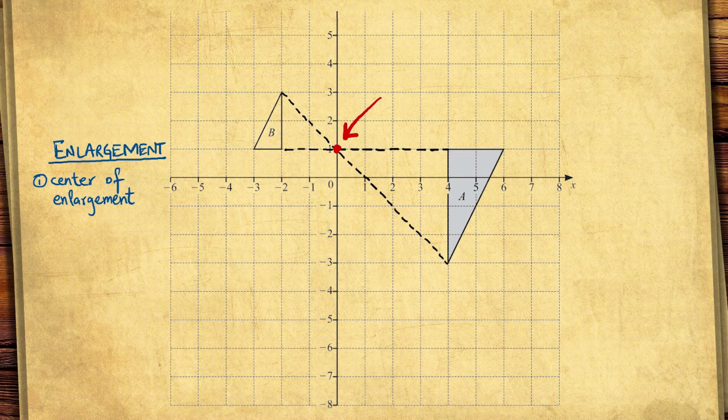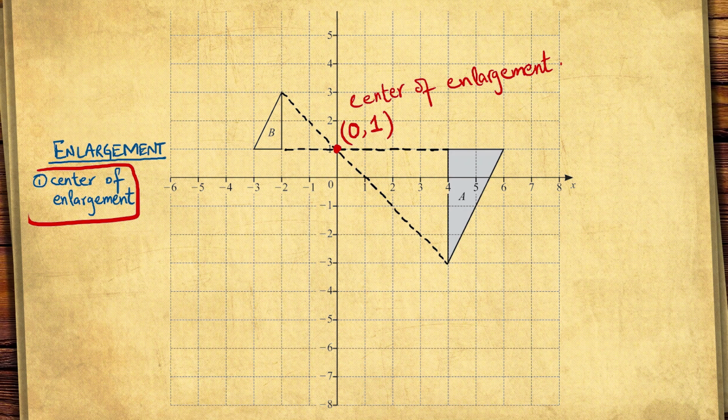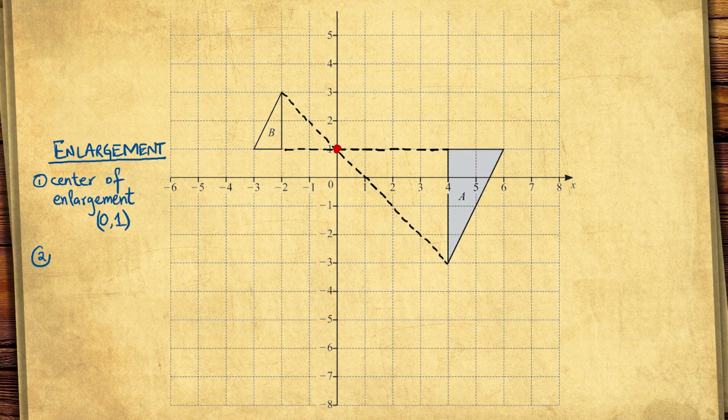And this point has an x coordinate and a y coordinate. Now the x coordinate is the value on the x-axis, which is 0, and the y coordinate is the value on the y-axis, which is 1. 0, 1 is the center of enlargement. So we have found out the coordinates of the center of enlargement by joining the corresponding points, and the coordinates are 0, 1.